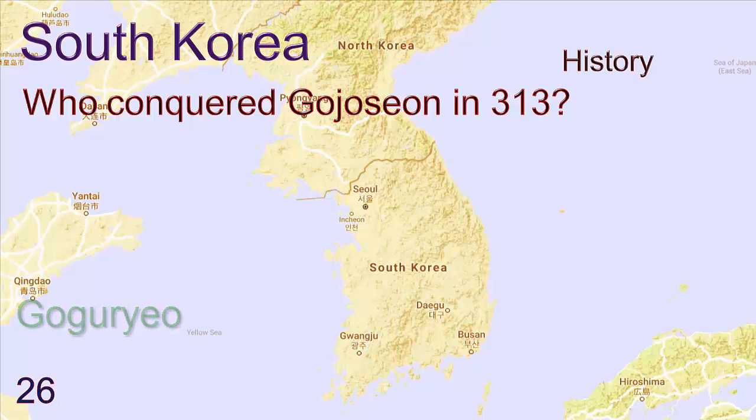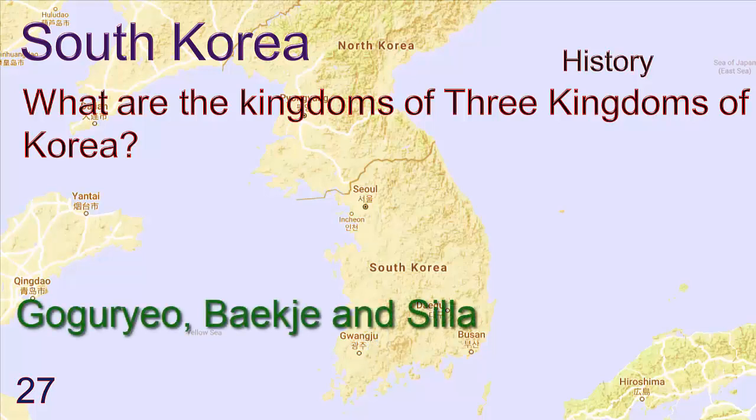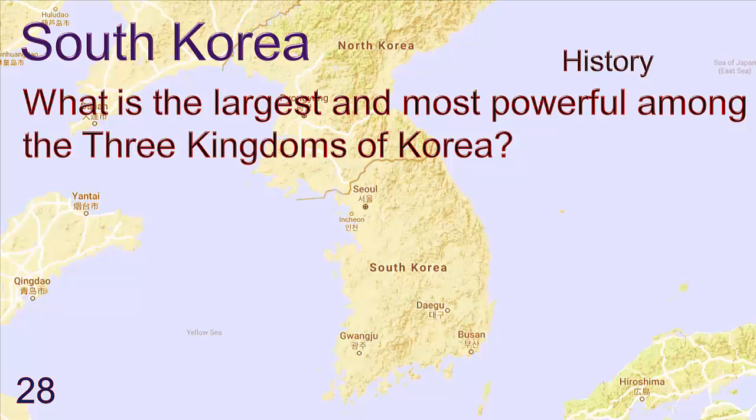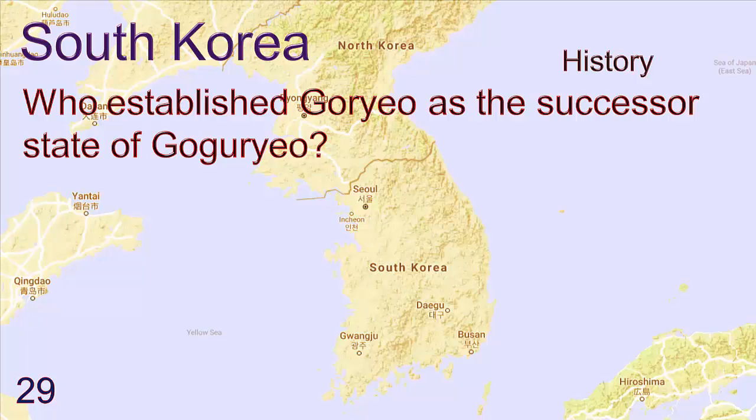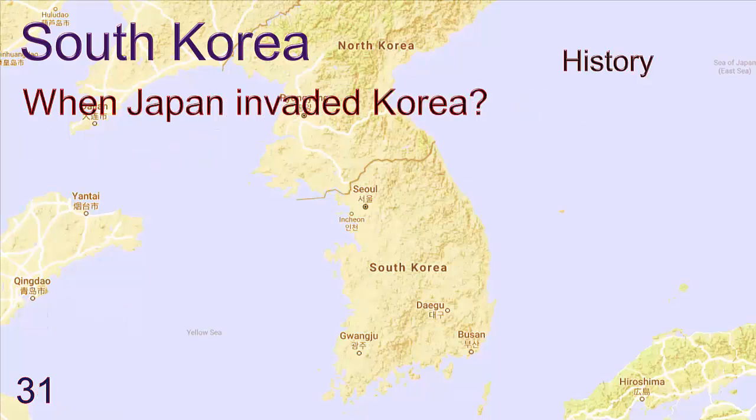Goguryeo. What are the three kingdoms of Korea? Goguryeo, Baekje, and Silla. What is the largest and most powerful among the three kingdoms of Korea? Goguryeo. Who established Goryeo as the successor state of Goguryeo? Wang Geon. When did Wang Geon unite the three kingdoms? In 936.